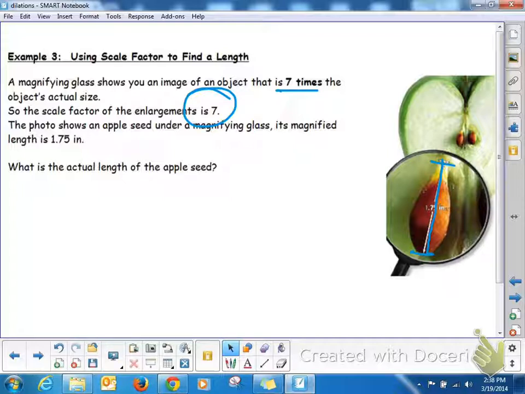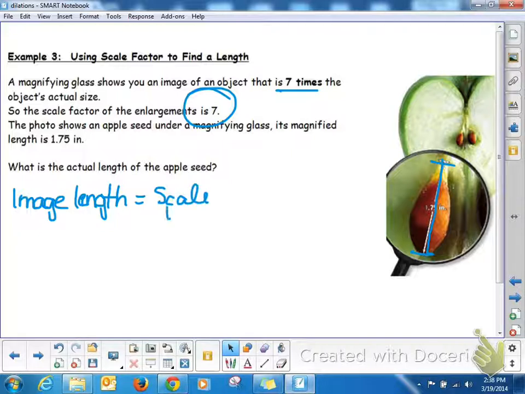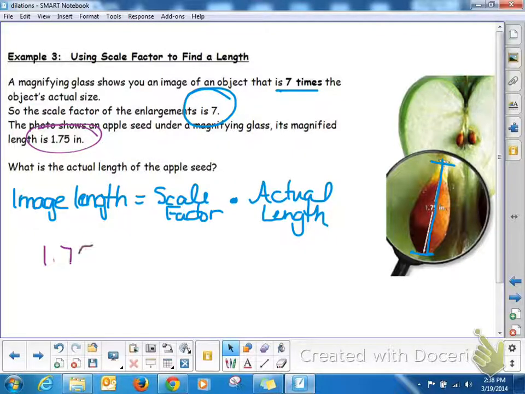Well, just like we did to the points, to find the image of them, we multiplied by the scale factor. So for us to work backwards, if we know the image length, which is the magnified length, it is equal to the scale factor times the original, the pre-image, so the actual length. Then we can use the same idea to find the actual length. So in this situation, the image length, the magnified length, is 1.75 inches, and it's equal to the scale factor, which is 7, times the actual length.